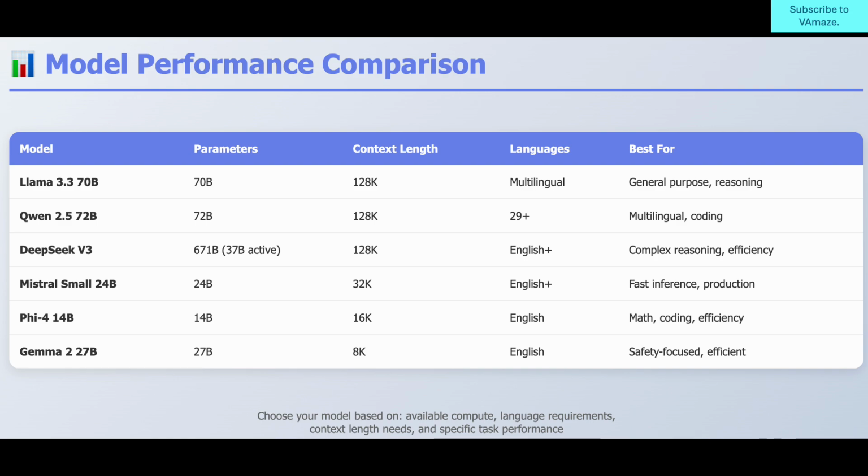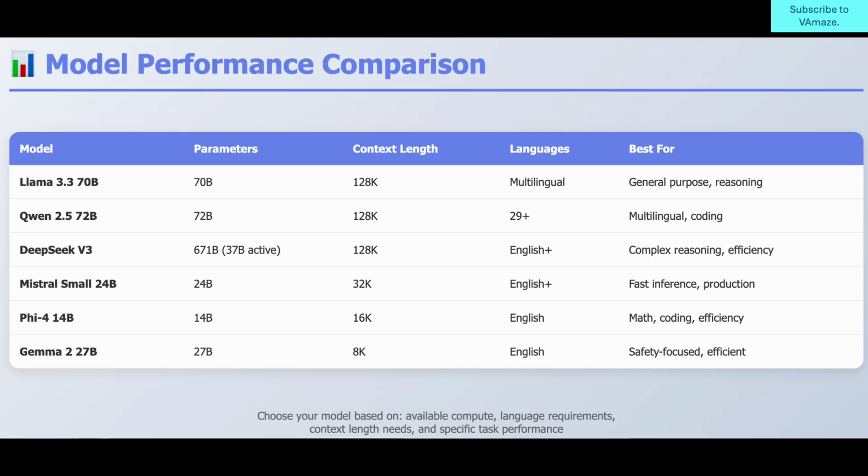Phi-4 is your efficiency champion at just 14 billion parameters. Excellent for math and coding despite its size. The MIT license adds to its appeal. Gemma 2 27B rounds out the options with safety focus and efficient architecture. The 8K context is smaller, but sufficient for many use cases. Choose based on your requirements: compute availability, language needs, context requirements, and specific task performance.